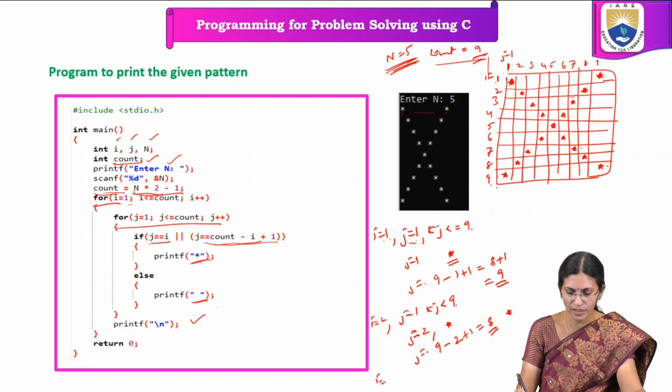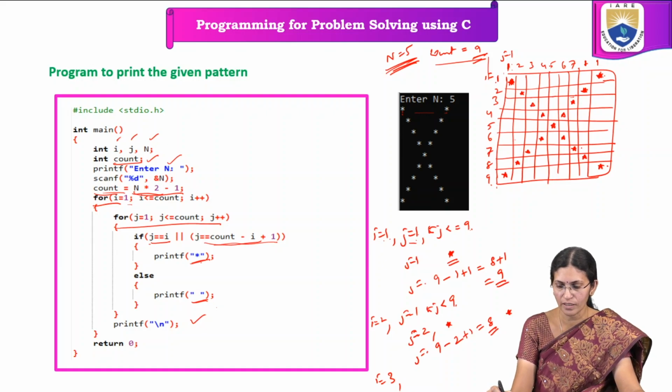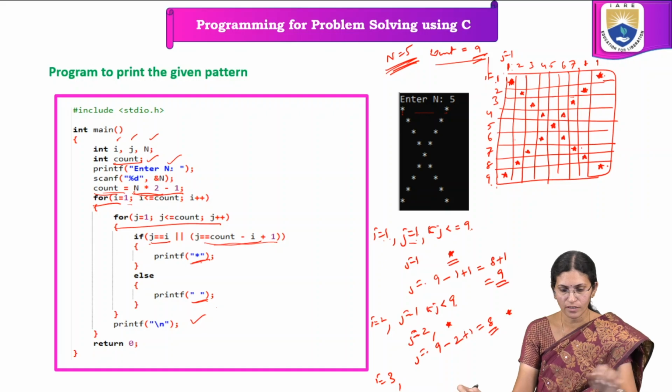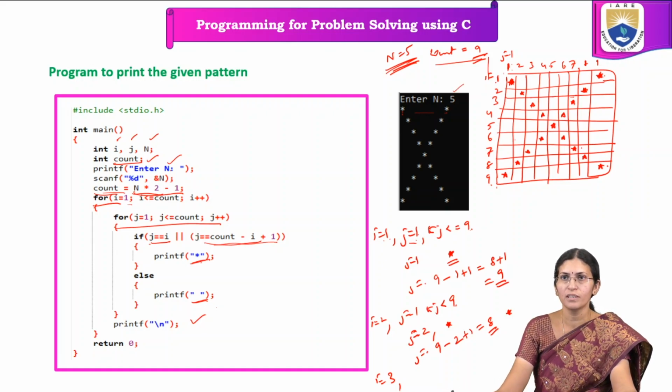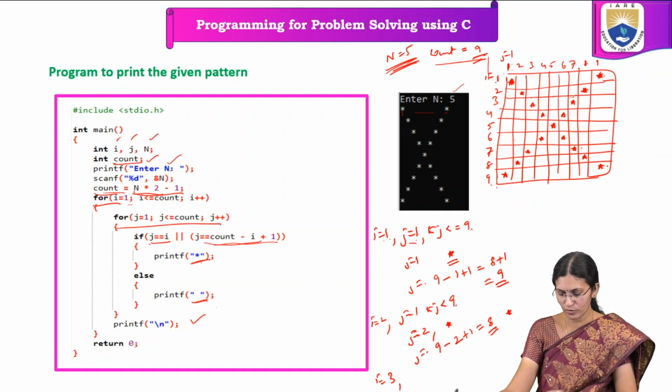Similarly, we can give the value for i is equal to 3 also. You can see here, when i is equal to j, it will print a star, and for this value of j also, it will print the star. So when we run the program and enter the value of n as 5, we will get this pattern. This program can be run for any number of rows.